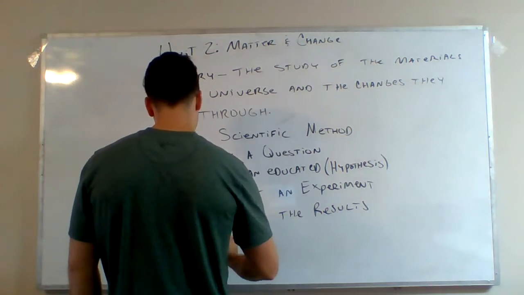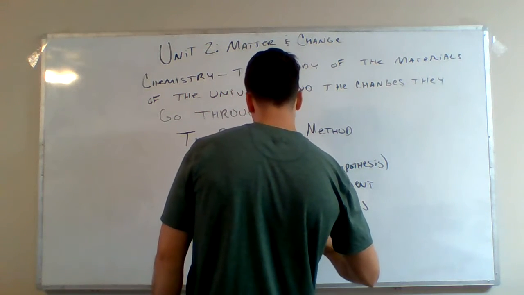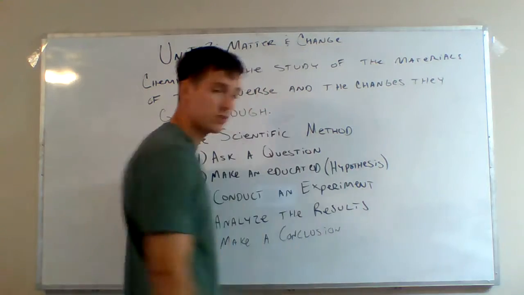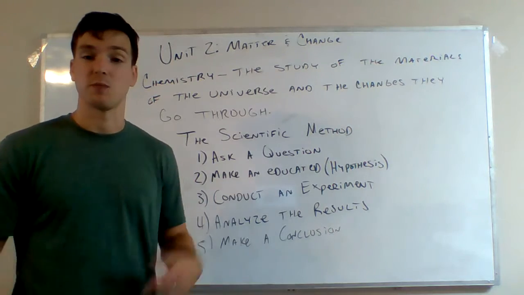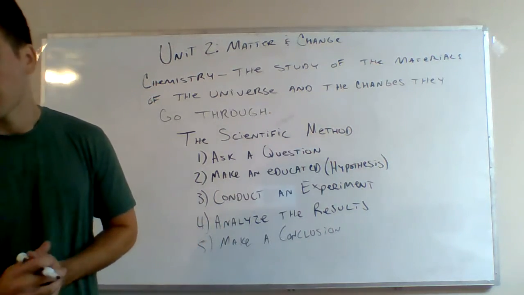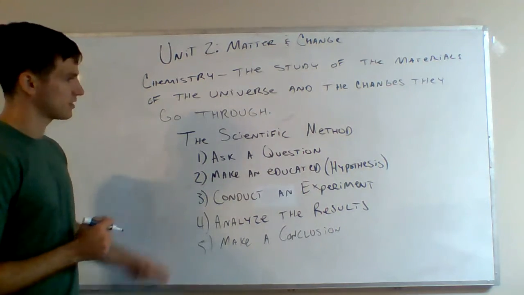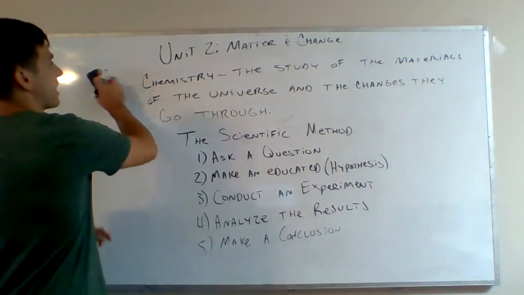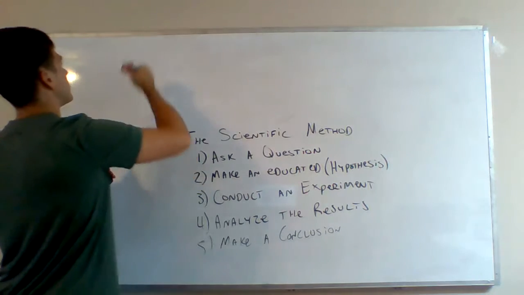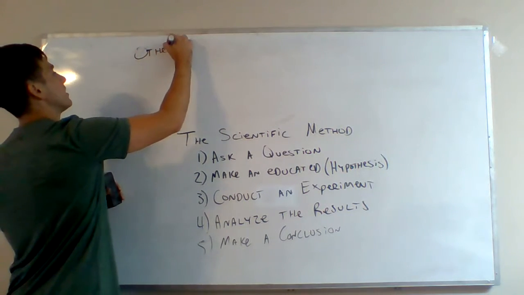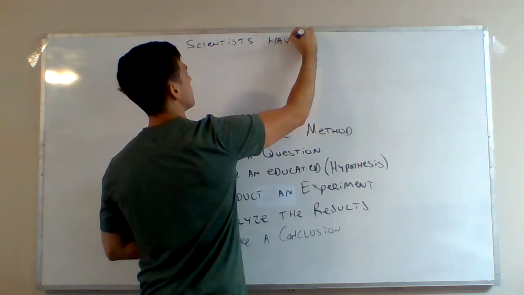And 5 is make a conclusion. Okay, we look at our results, we look at it all together, and we make a conclusion relating back to our hypothesis. Did we prove or disprove it? Okay, so again, non-biased. And then another important thing about this whole scientific method, okay, after we come up with a conclusion, is that other scientists have to show similar results.